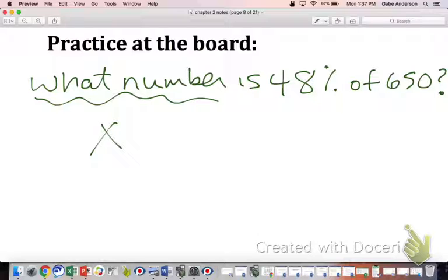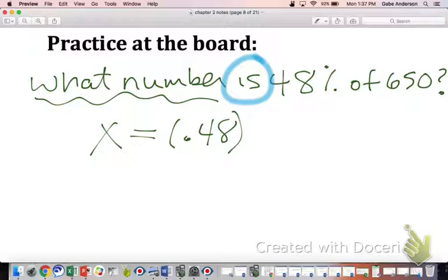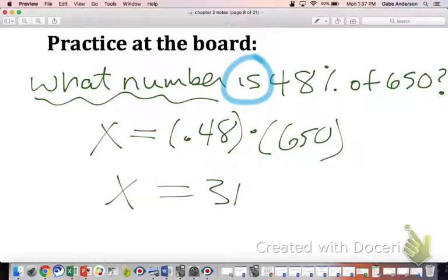The word is usually means equals. 48% would be 0.48. And then of means multiply, 650. So then you'd say x is equal to 312. It might seem a little silly right now, but when we move into some of these other ones, it's not going to seem so silly. So we want to be in a habit of interpreting like that. So let's go, new people, to the board and try this one.